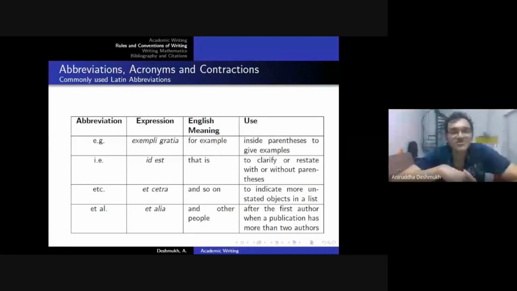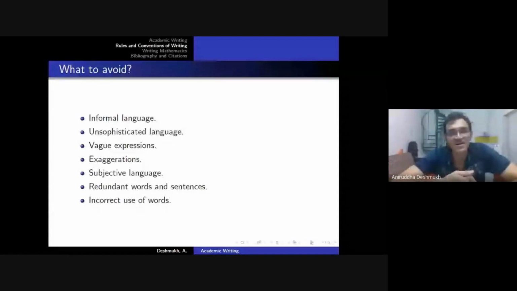Now, what all things should we avoid while writing our academic document? First of all, as I have already mentioned, using informal language is a common mistake, therefore it should be avoided. Using unsophisticated language is also a mistake, and therefore it should be avoided. Now, what does unsophisticated language mean?